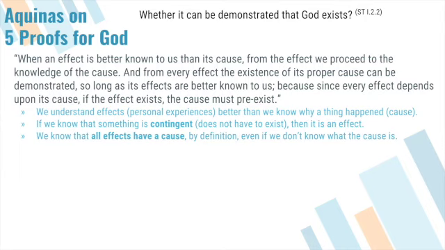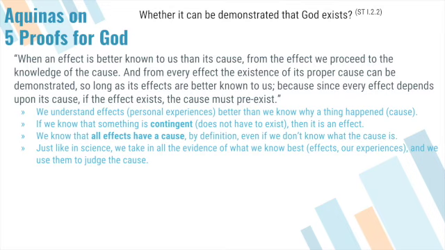We know that all effects have a cause by definition, even if we don't know what the cause is. Just like in science, we take in all the evidence of what we know best, the effects or our experiences, and we use them to judge the cause, right? This is really just a description of science, any type of science, not even necessarily a physical science, but even a social science, all right? Philosophy is, in the broadest sense, called a science as well, right? We're just investigating causes. And so knowledge is the knowledge of causes.